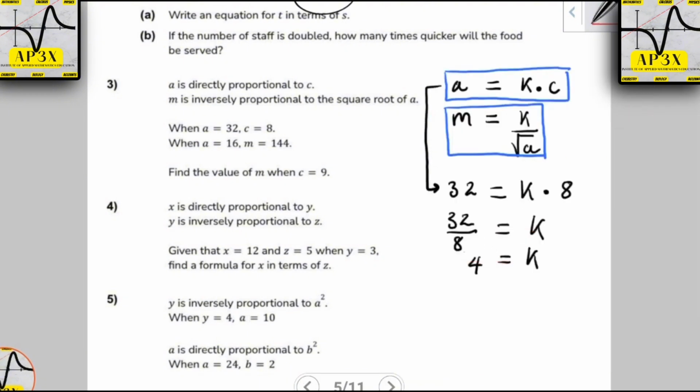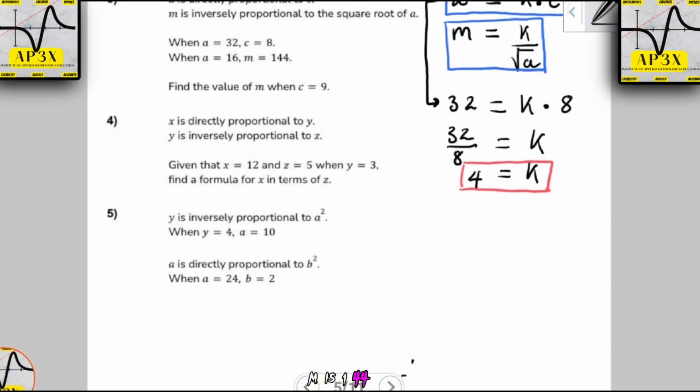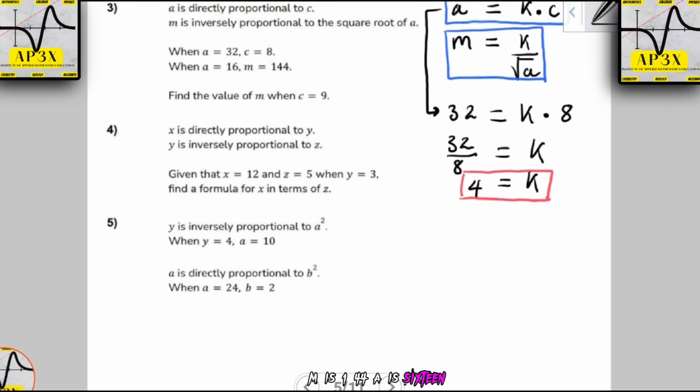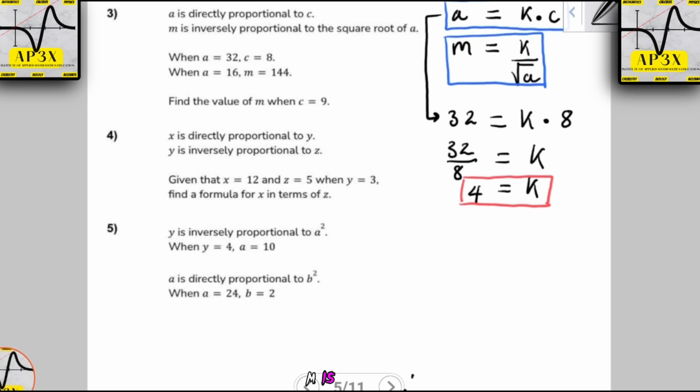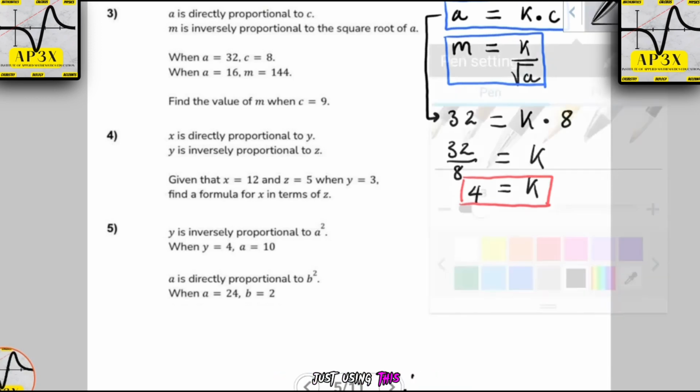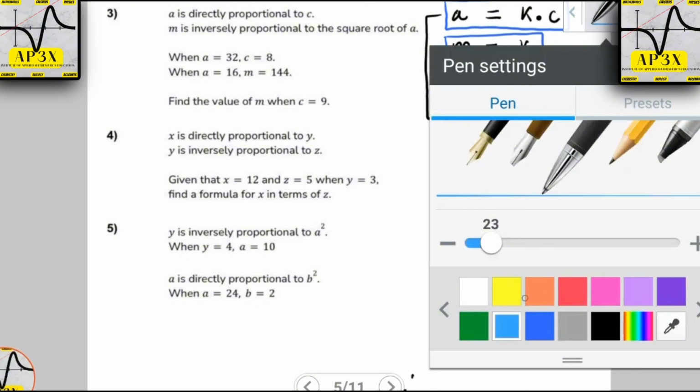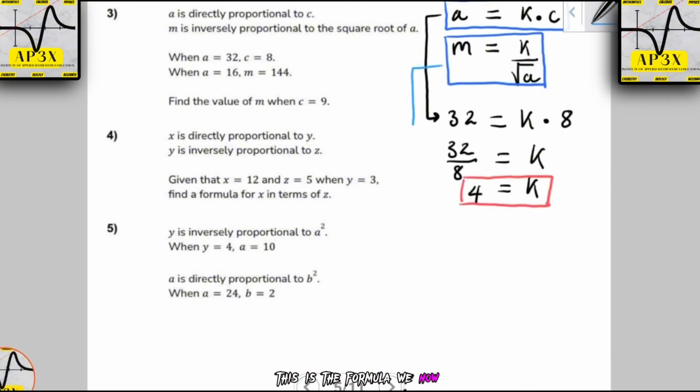We may need to make a note of this, because it's the same question, but we have two different relationships between the variables. We move on next now to find, when A is 16, M is 144. So we're going to obtain another value for K here. So here, I'm just using this arrow. This is the formula that we're now using.